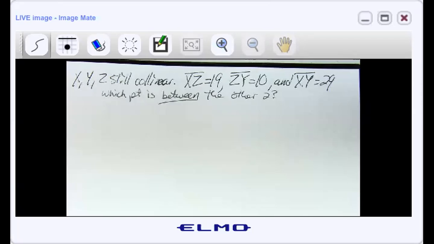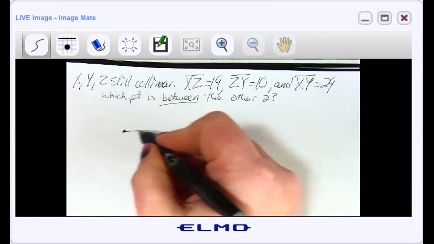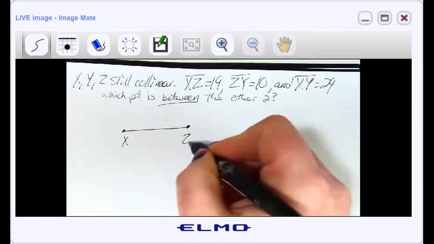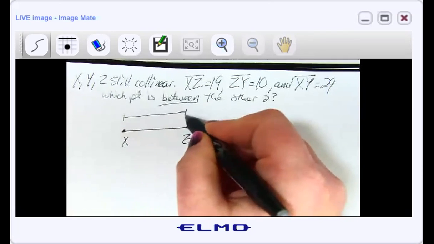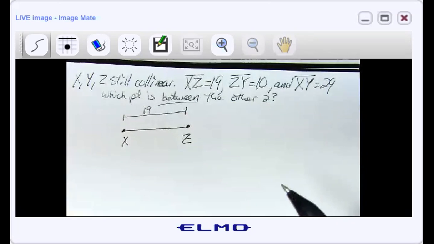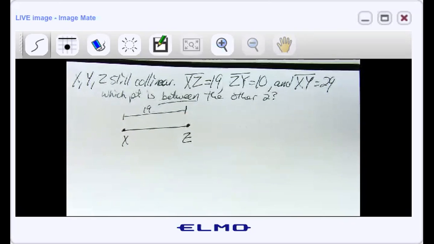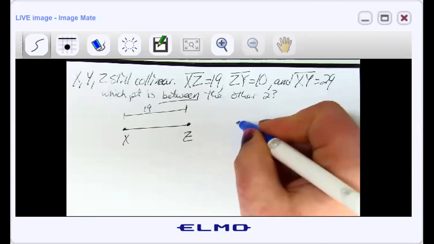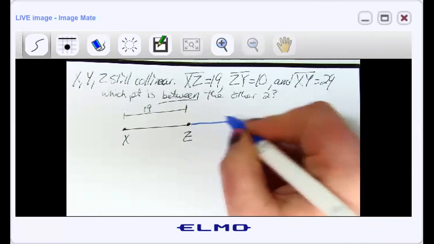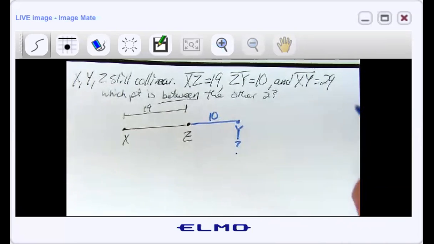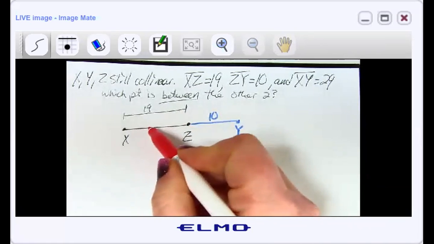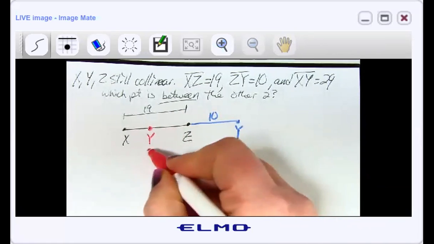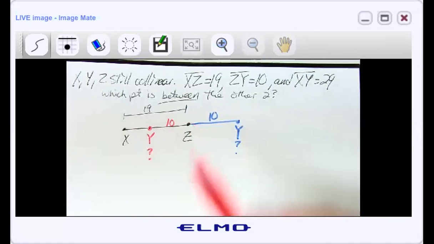Okay, if you said Z, you are correct. How? All right, let's try it. You have XZ is 19. All right, now I have ZY, that's going to be 10. So maybe Y is over here, and there's ZY, and maybe that's 10. I don't know. My other option is that Y is in here, and ZY would be 10.